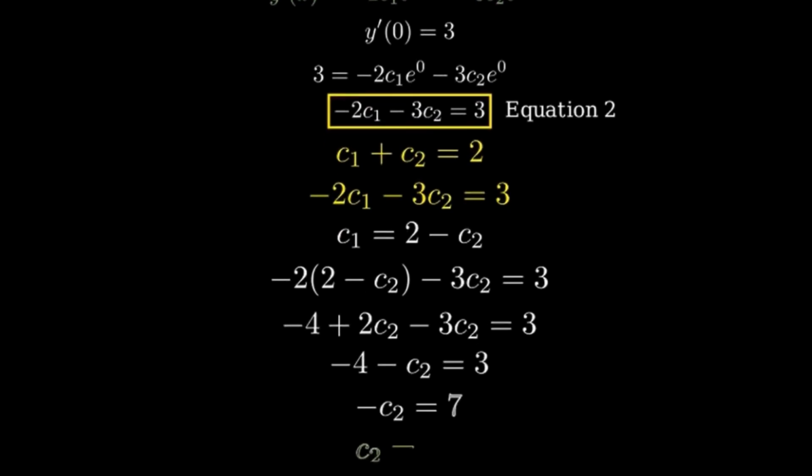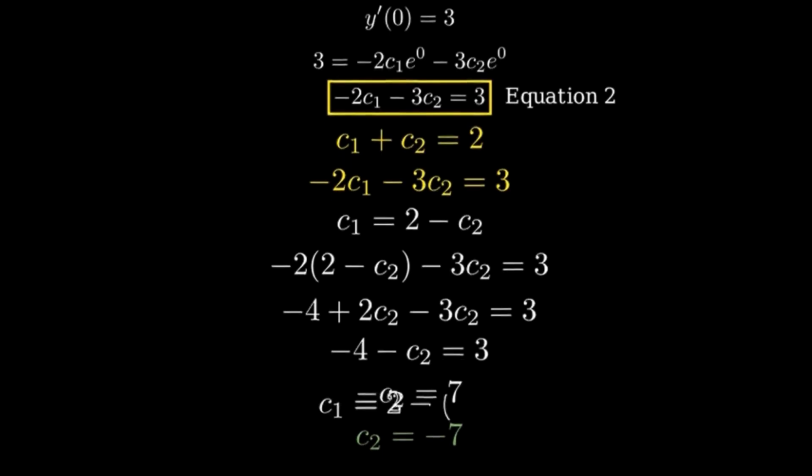Combining like terms, -4 - c_2 = 3. Adding 4 to both sides, -c_2 = 7. Multiplying by -1, c_2 = -7. Now, we substitute c_2 = -7 back into the equation c_1 = 2 - c_2. This gives us c_1 = 2 - (-7), which simplifies to c_1 = 9.